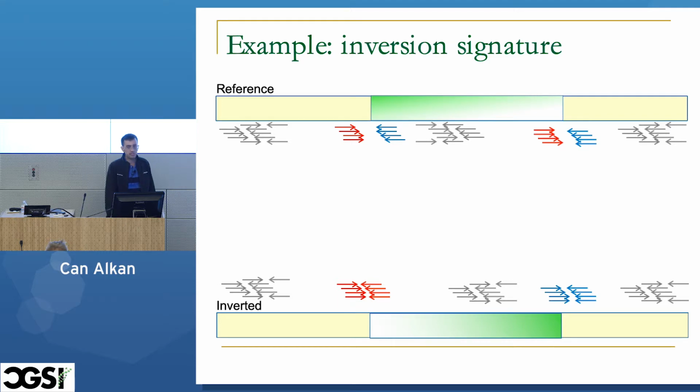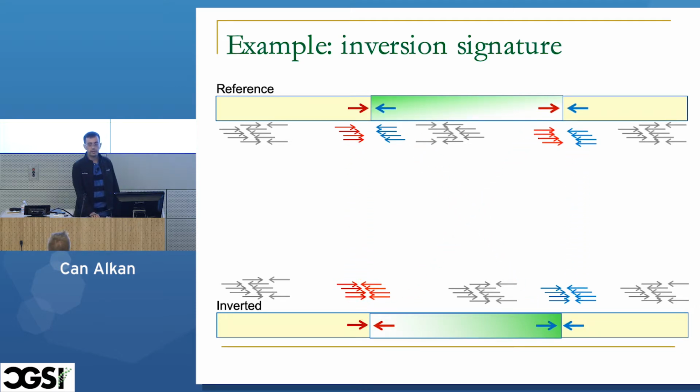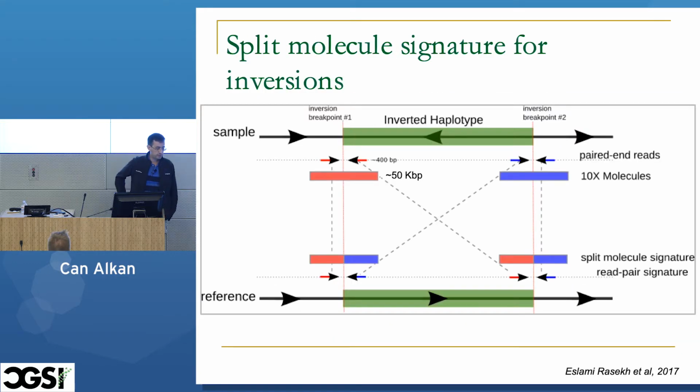Additionally, you can also use read pair information, obviously, because they are Illumina at the end. So you do have paired end information. For example, let's say these are coming from the inversion breakpoints, and they are going to show you the typical read pair signature for inversions. So now this is what we call split molecules.